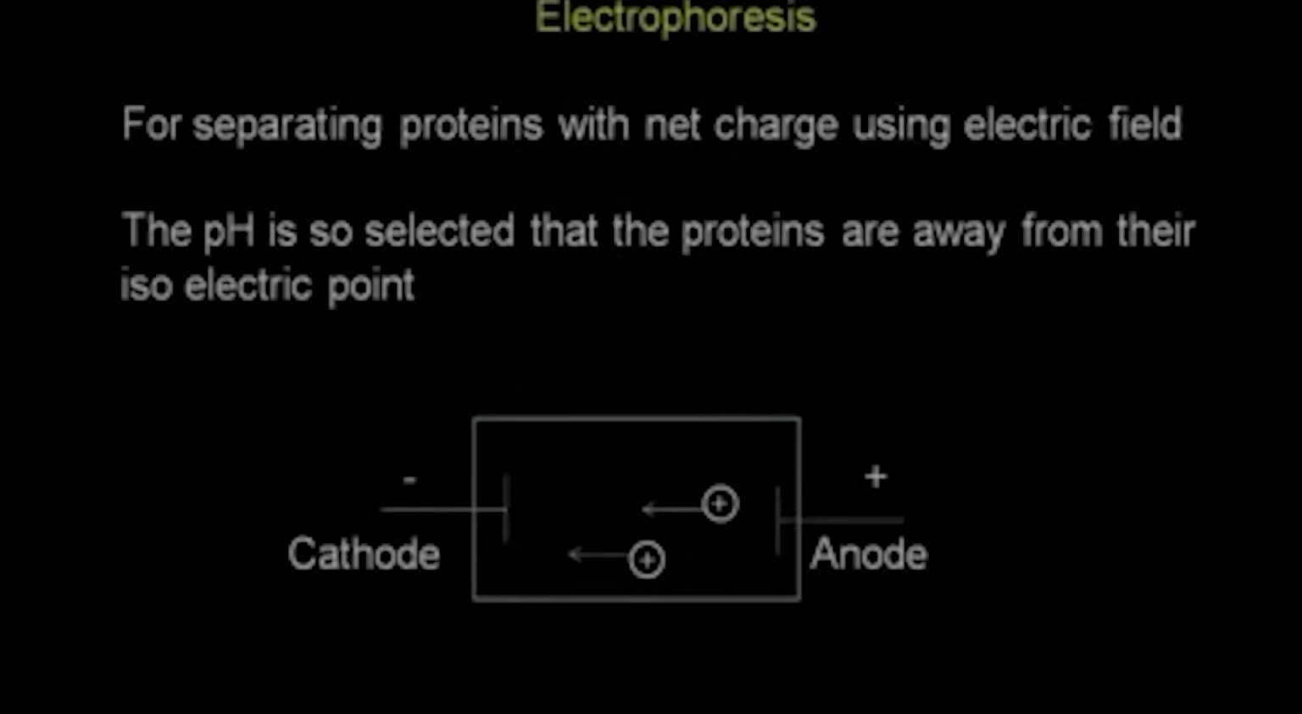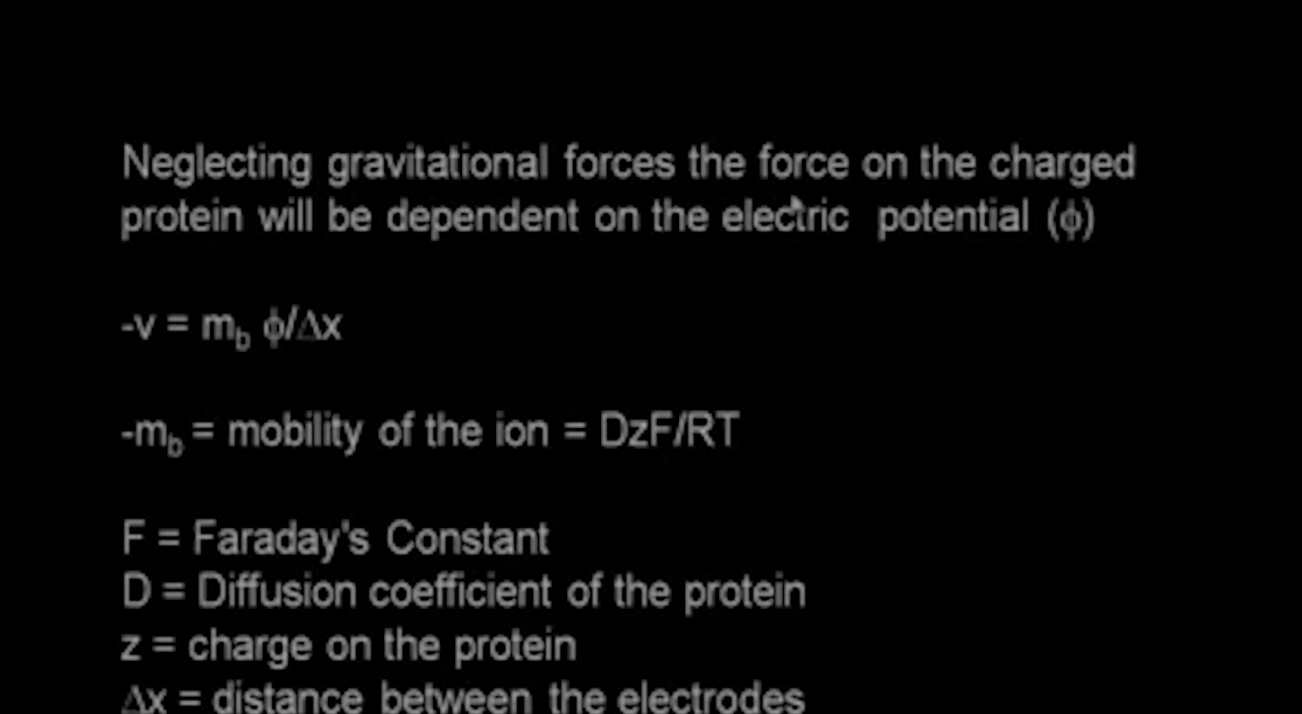You agree? Now if you neglect gravitational forces, the force on the charged protein will depend on the electrical potential, that means how much potential I am applying, and the mobility, divided by delta x. Delta x is the distance between the 2 electrodes. So if delta x is very large, the velocity at which the protein is moving will decrease. If my electrical potential is large, the speed at which the protein is moving will be high, and if the mobility is very large, then the speed also will be very high.